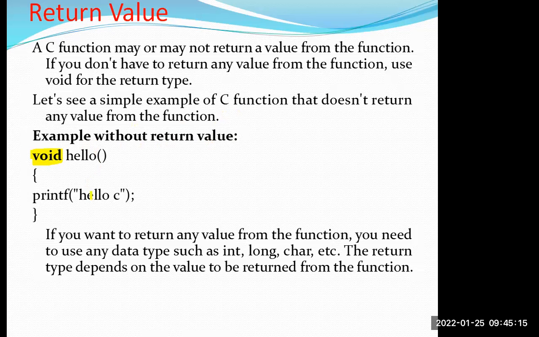Here it is a simple program, void hello. Void is the return type, and hello is the function name. Within the open and close brackets go the arguments that need to be passed. Here there is no argument at all. So this type is called without return value, without arguments. Here you are simply printing hello C.